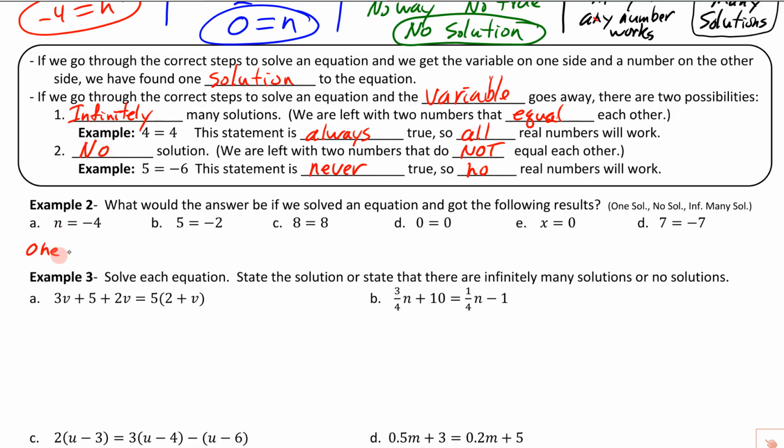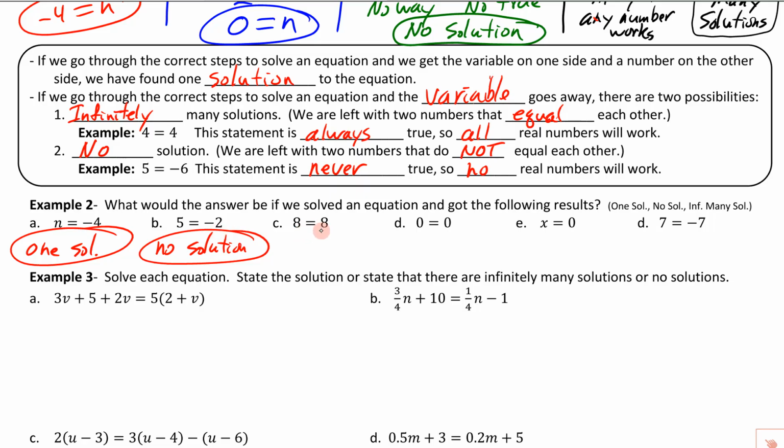Well, that would be one solution, and I'm going to put a period at the end of "sol." So one solution right there. What if we ended up with 5 equals negative 2? Well, stop and think about that. This says the number 5 equals the number negative 2. Well, that's not true. That would never be true, so there is no solution. No solution. So I'm going to circle that one.